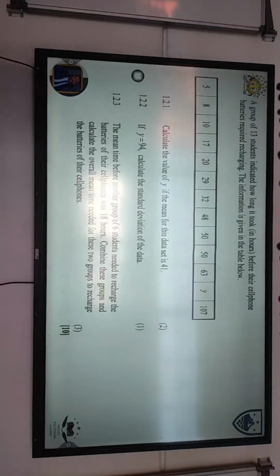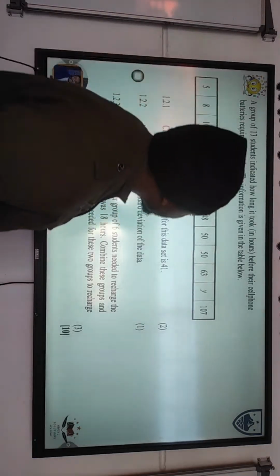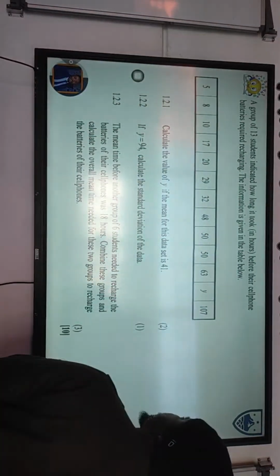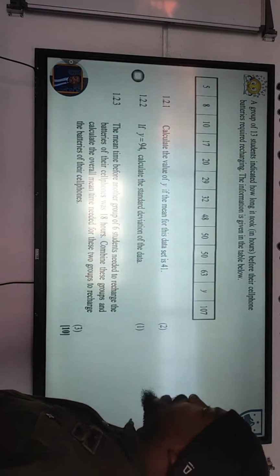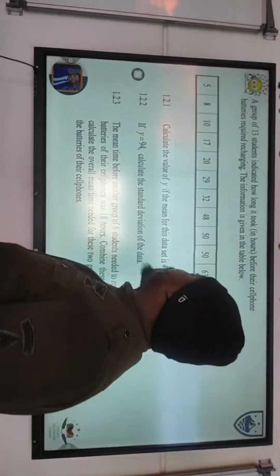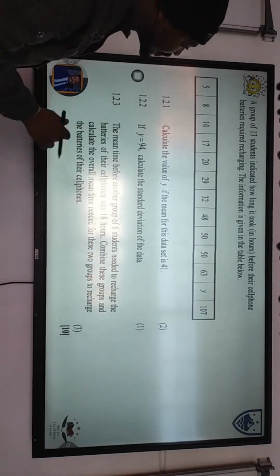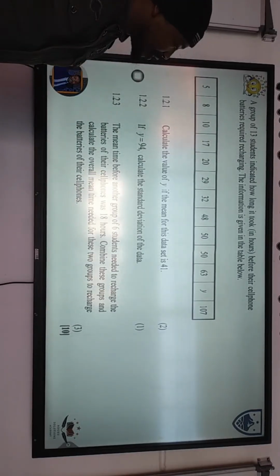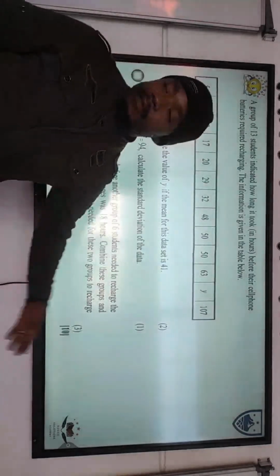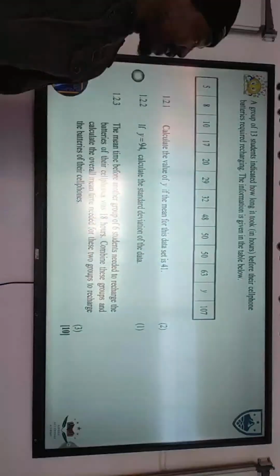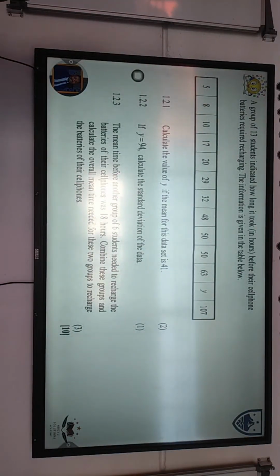A group of 13 students indicate how long it took in hours before their cell phone batteries required recharging. The information is given in the table below. So we have 5, we have 8, and there's 13 of them, and we have one missing value there. The first question says calculate the value of y if the mean is 41.